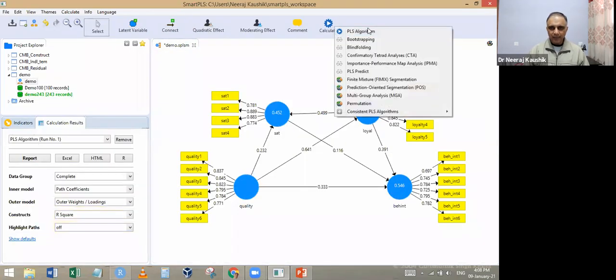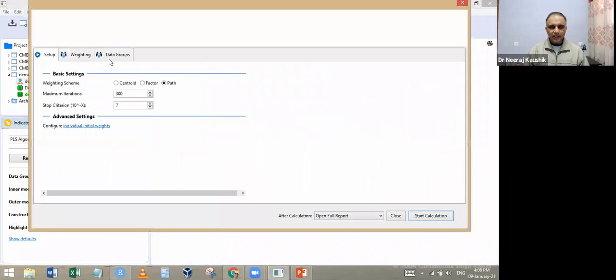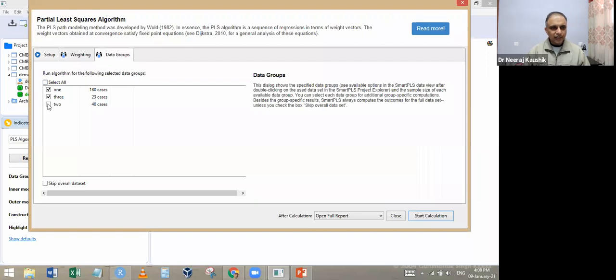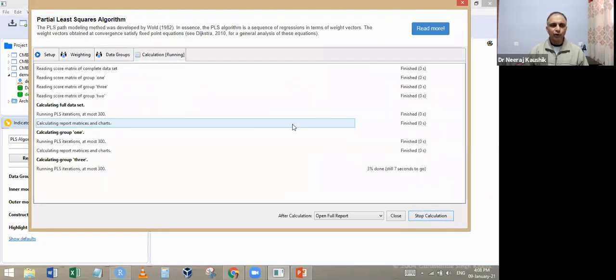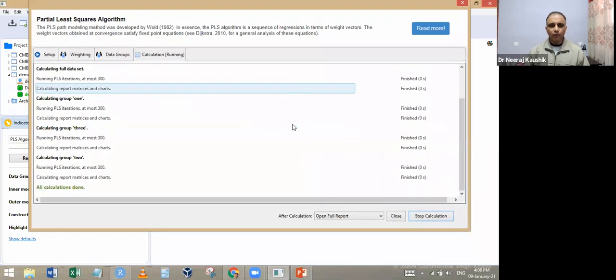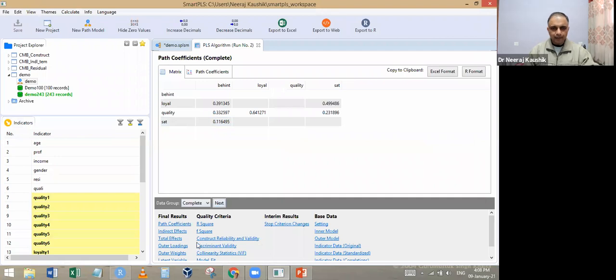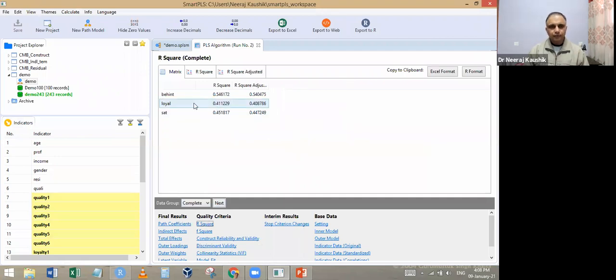Go to PLS algorithm. In that, the third one is data group. Till now we were not touching anything. So now touch on it and tell it which one to select: 1, 2, 3. You can select any 2, or you can select 3. Let's see. Now it will do it separately for group 1, group 2, group 3. And check it out now. Below you will find the complete results. So let me see the R square.